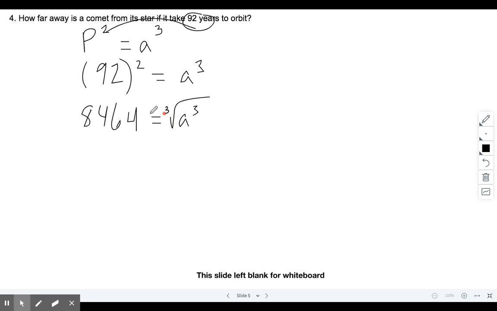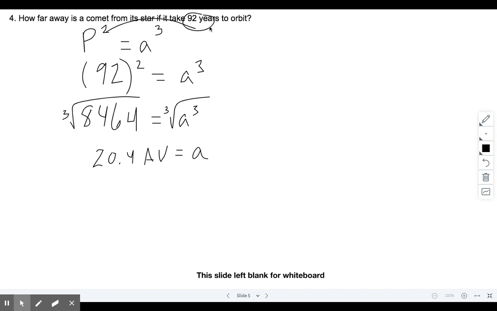You've got to use your scientific function on that calculator, what you paid the extra $3 for in that calculator. So we want to take the cube root. When we do, we get 20.37. So I'm going to round that off to 20.4. So 20.4 AU away from the star.